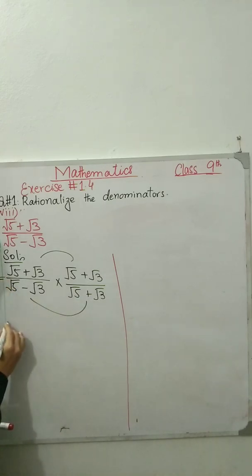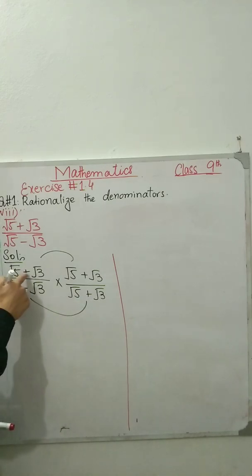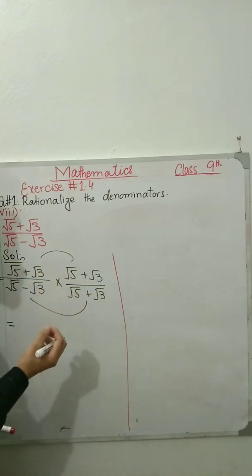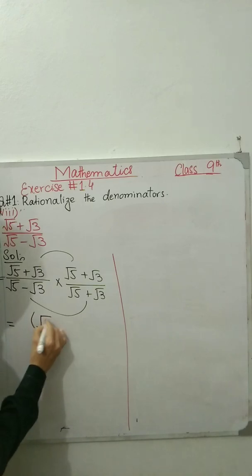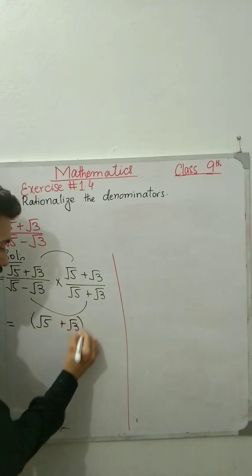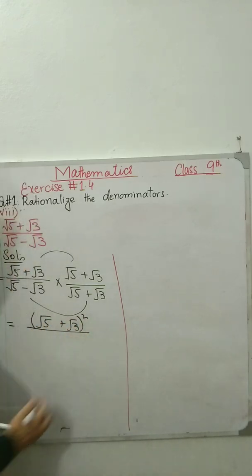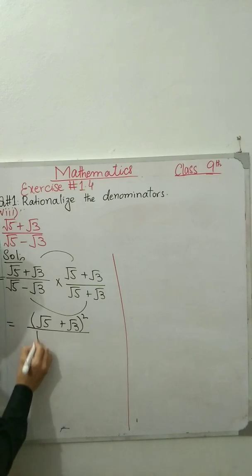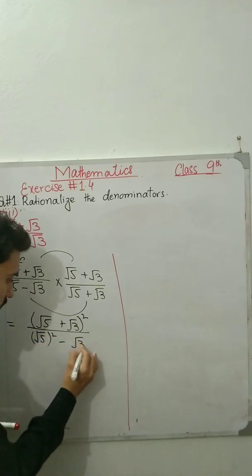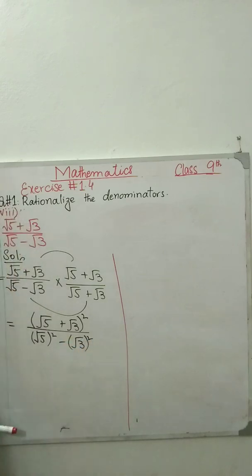Let's multiply numerator with numerator and denominator with denominator. What did I get? I have a plus b into a plus b. Whenever two similar values multiply, we get the square of the whole. So I have square root 5 plus square root 3 whole square, divided by a minus b into a plus b, the mathematical formula: first square minus second square. I got square root 5 squared minus square root 3 squared.